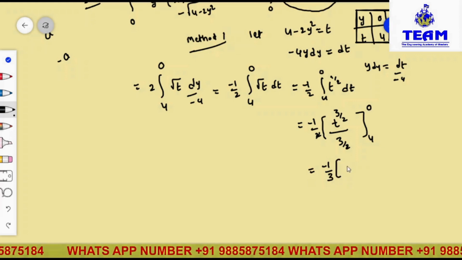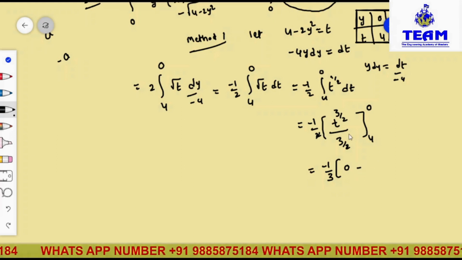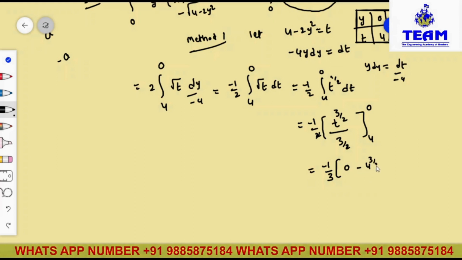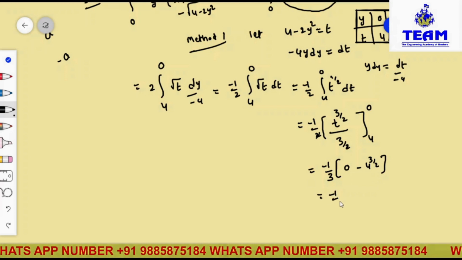Substituting the lower limit of 0: 0 to the power of 3 by 2 is 0. Minus 4 to the power of 3 by 2. So minus 1 by 3 stays minus 1 by 3.